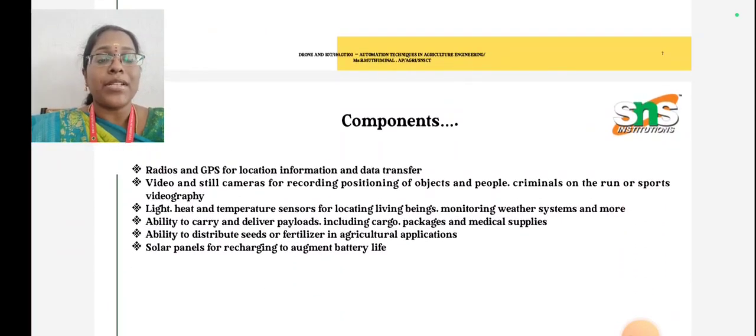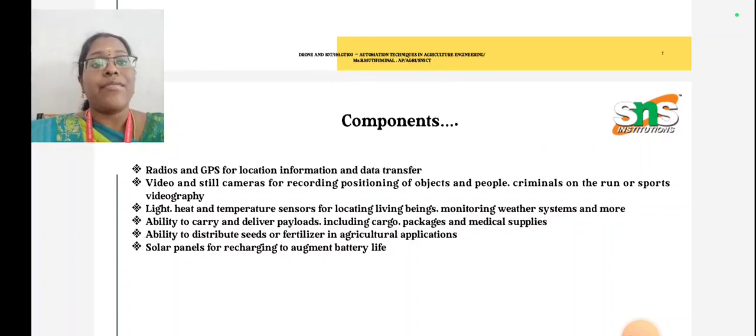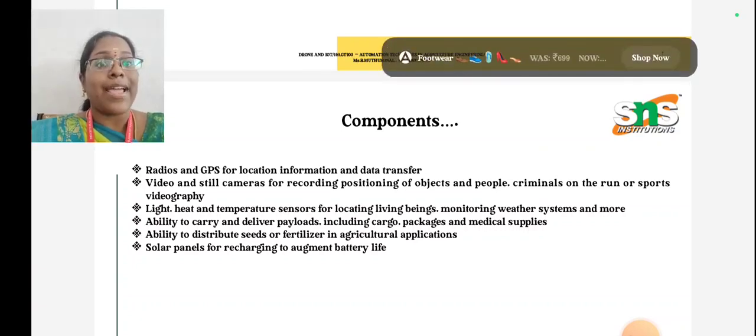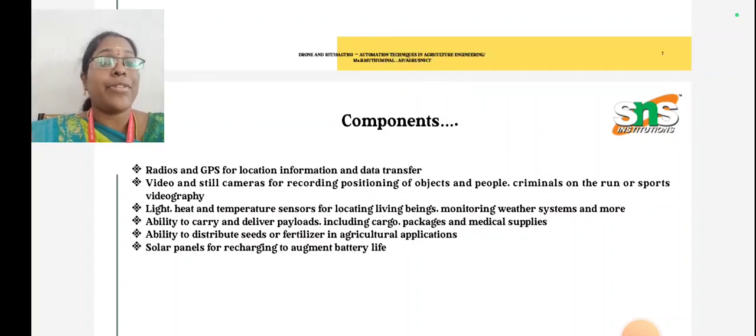So these are the components. The drone has a radio and GPS for location information and data transfer, video and still cameras for recording the positioning of objects and people, light, height and heat temperature sensors, the ability to carry and deliver payloads, the ability to distribute seeds, and solar panels for recharging the battery. These are necessary for us to maintain the battery life of the drones.